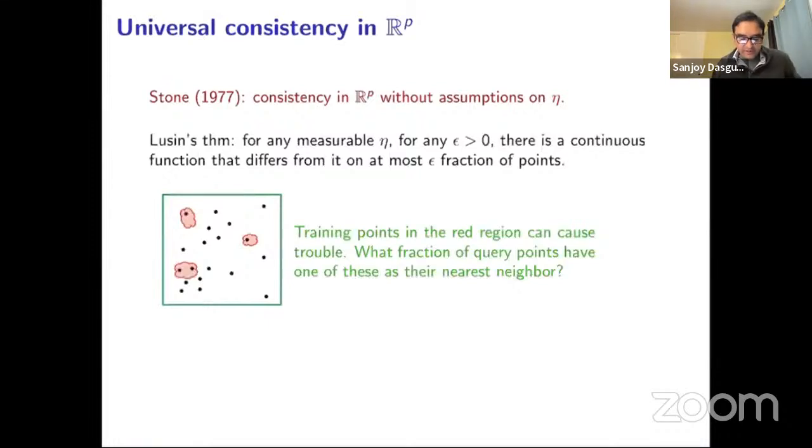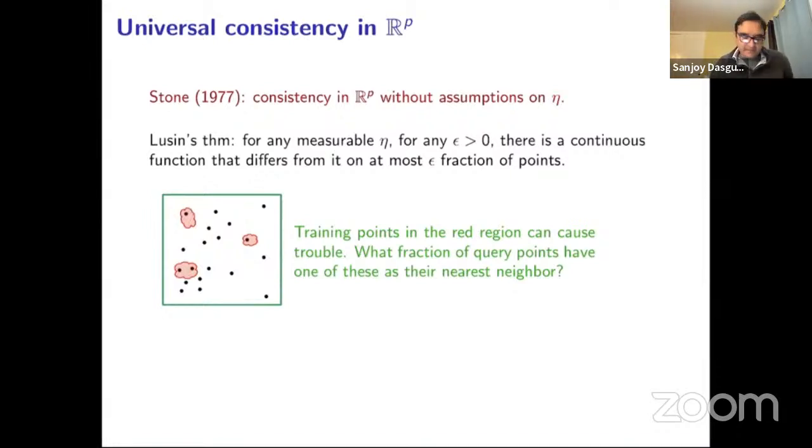So the starting point was Lusin's theorem. We're not going to assume that eta is continuous, but it's measurable, which means that it's close to a continuous function in the sense that for any epsilon, there is some continuous function that agrees with eta everywhere, except on an epsilon fraction of the distribution. So in other words, eta is continuous everywhere except on some bad regions of the space, and we can make that bad part as small as we like, any constant. So there's this bad stuff over here, but other than that, eta is nice and continuous.